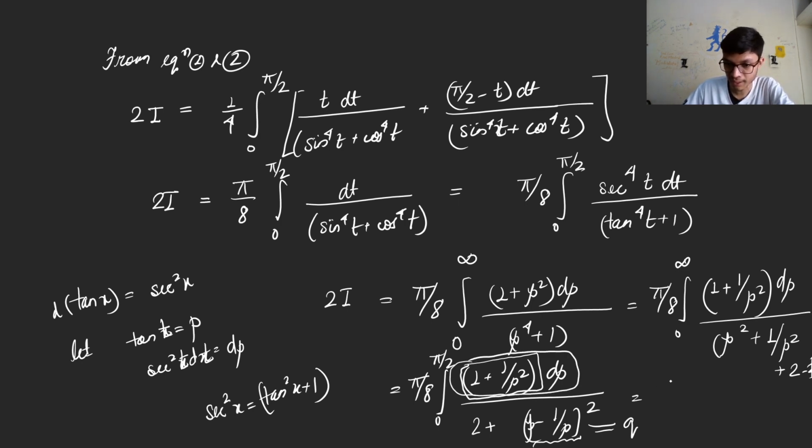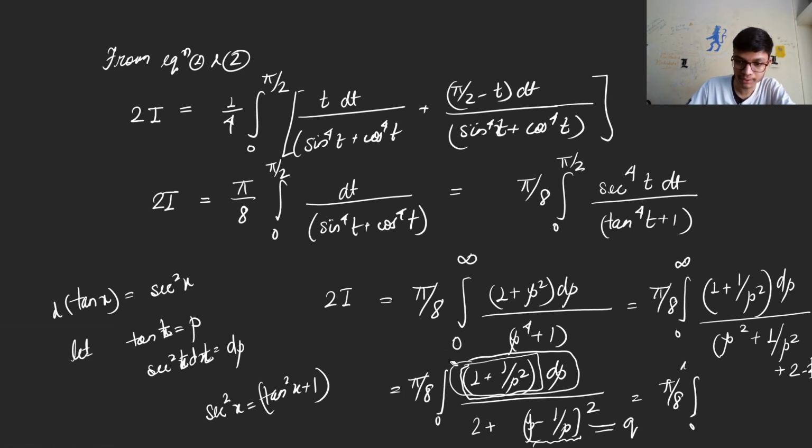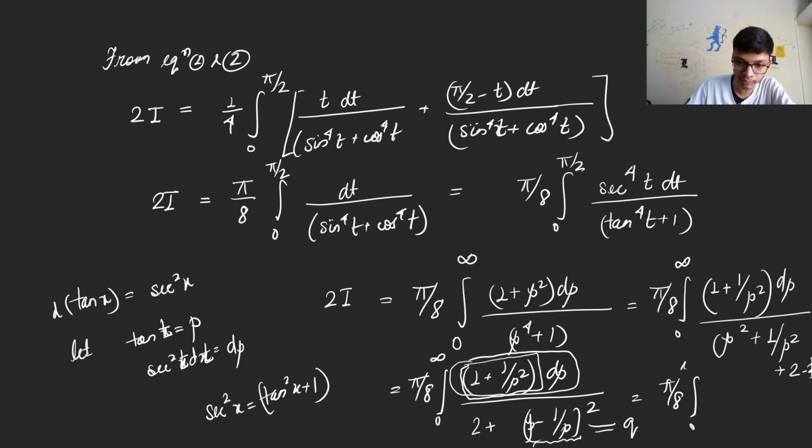So I can replace this and write this as pi by 8 times the integral from 0 to infinity. I made one mistake over here: I forgot to change the limit. The limit of p is basically from 0 to infinity.